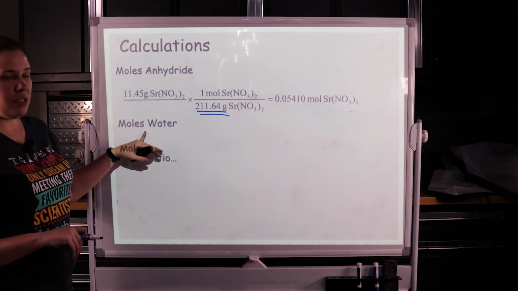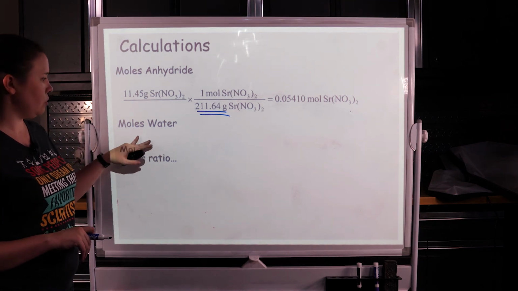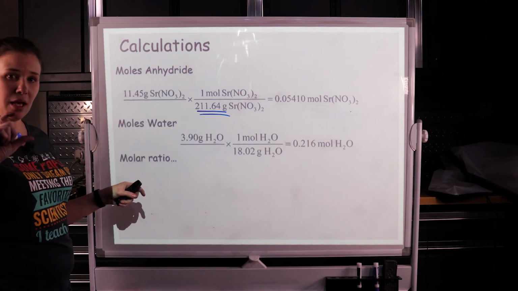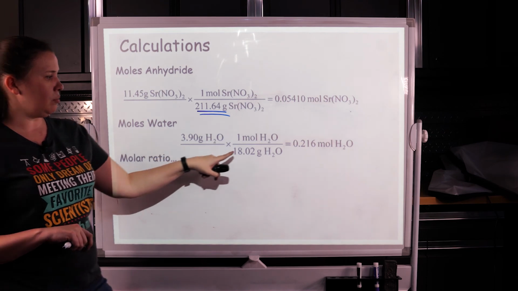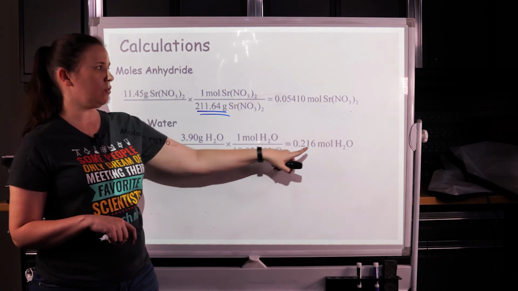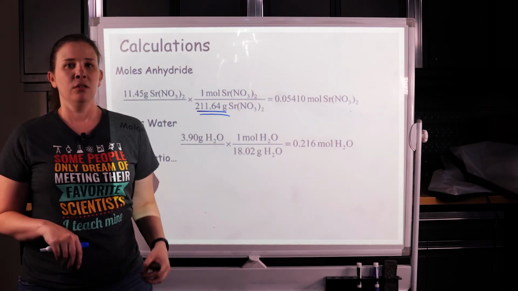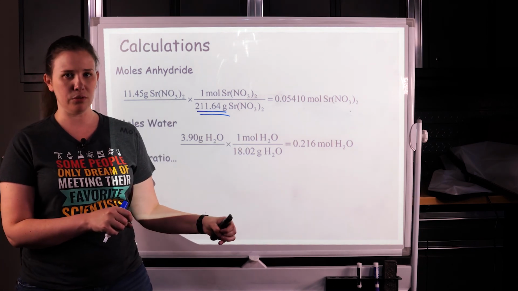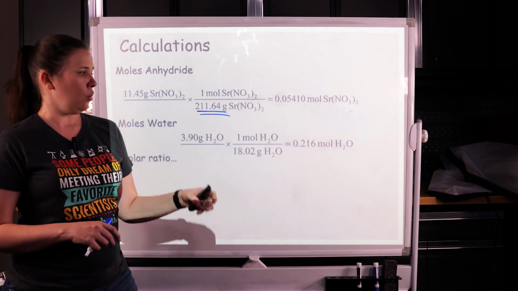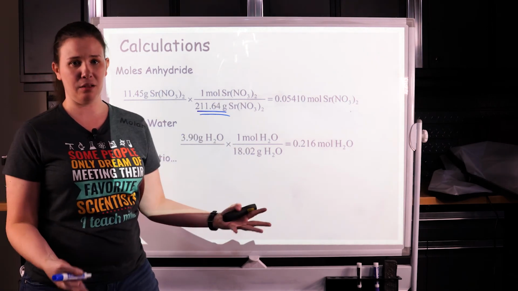Now I want to look at the amount of water in moles. So how much water did we start with? That was that mass that was subtracted, right? Our 3.90 grams. And then I'm using the molar mass of water to convert to moles of water. So you first do your subtraction to get to grams, and then you have to convert grams to moles. Now we're almost there.